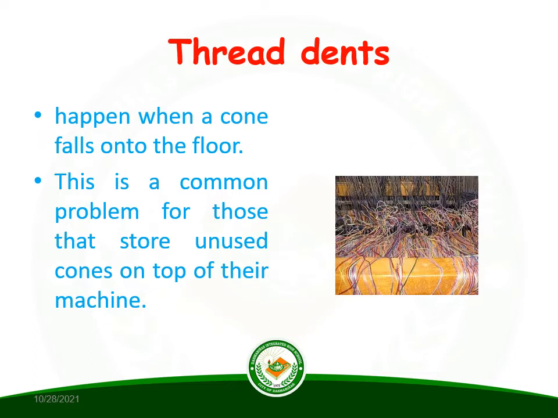Thread dents happen when a cone falls onto the floor. What is a cone? A cone is a type of sewing thread that is intended specifically for use on a type of sewing machine. It is derived from the shape of the spool onto which the thread is wound. Thread dents are a common problem for those who store unused cones on top of their machine. So to avoid thread dents, there must be a proper place for storage of cone thread when not in use.